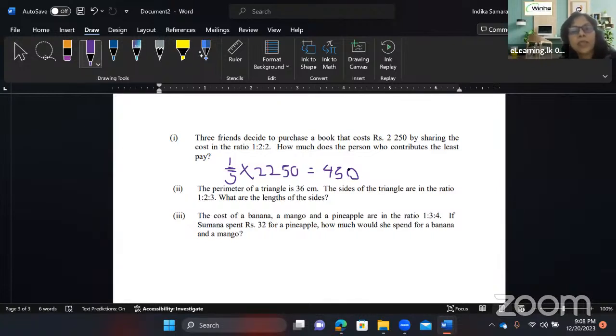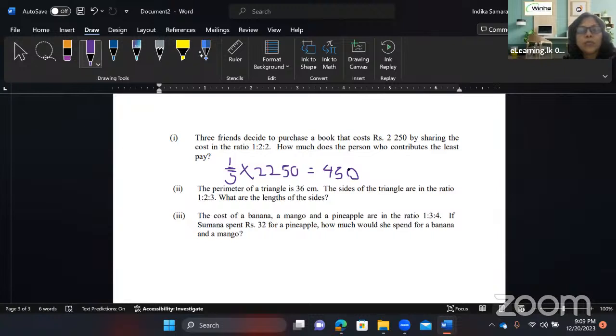Second one, what are the answers? 1 2 3 in a ratio, add all the numbers together, 6, right? If you divide 36 by 6, one side is 6, other side is 12, other side is 18, right?